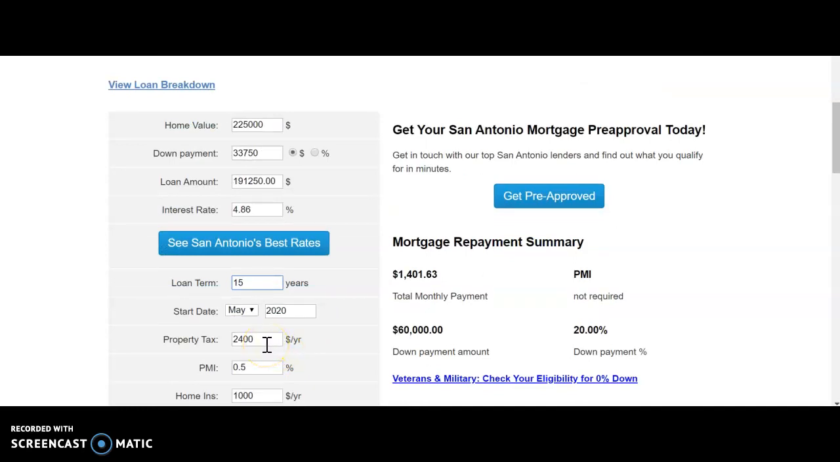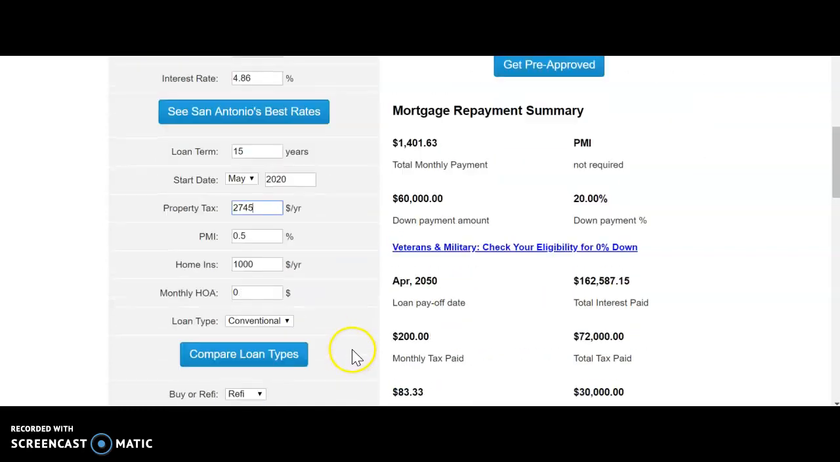Now, your property tax, you had a property tax for your city, so you're going to need to look at that. For San Antonio, I think it was 1.22, so you would do 225,000 times 1.22, you change it to a decimal, so 0.0122. So my property tax is actually going to be 2745. So you need to actually look at that on yours.